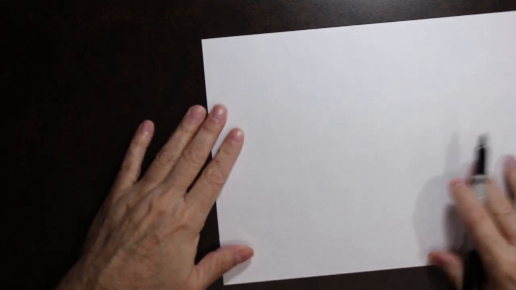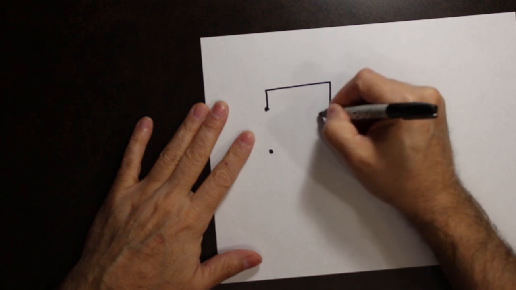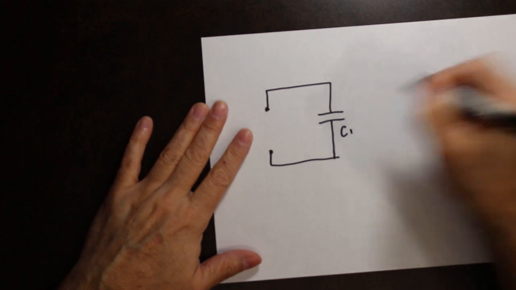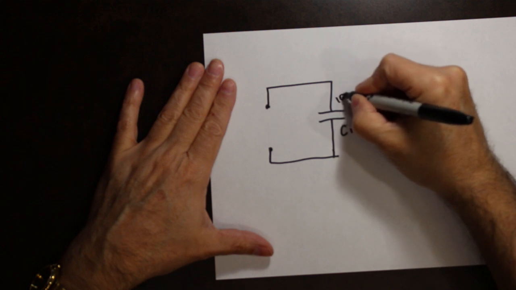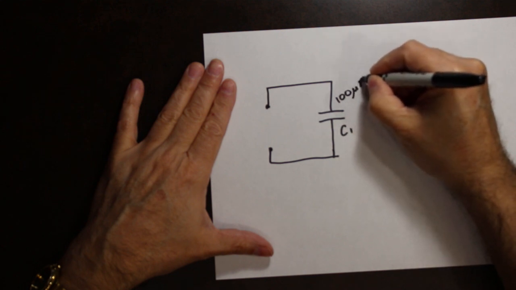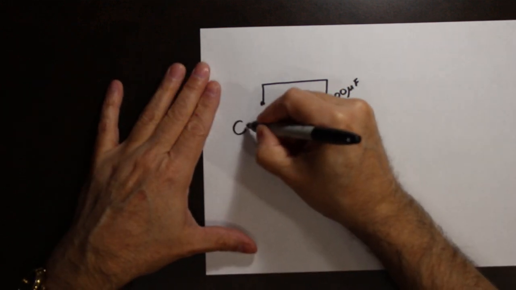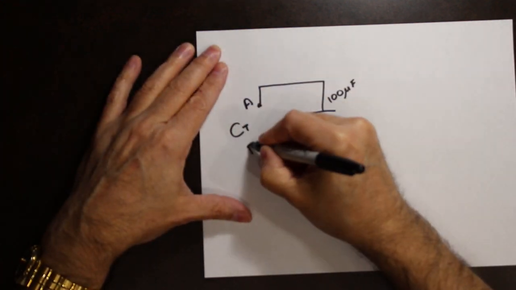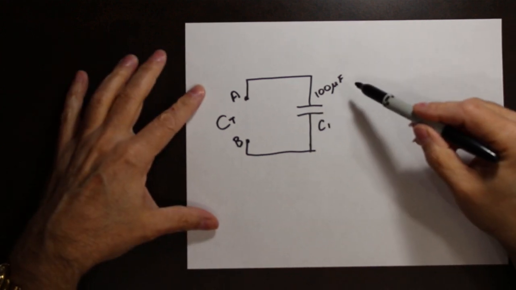So, having a capacitor in a circuit. Let's pretend that this capacitor is 100 microfarads. If I looked at the total capacitance from this point A to this point B, what I would see would be 100 microfarads.